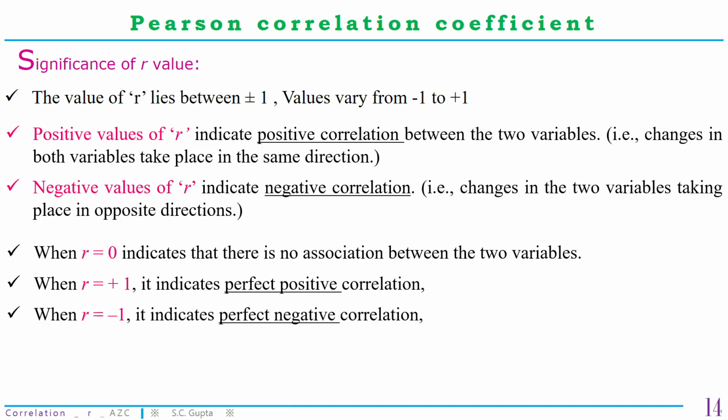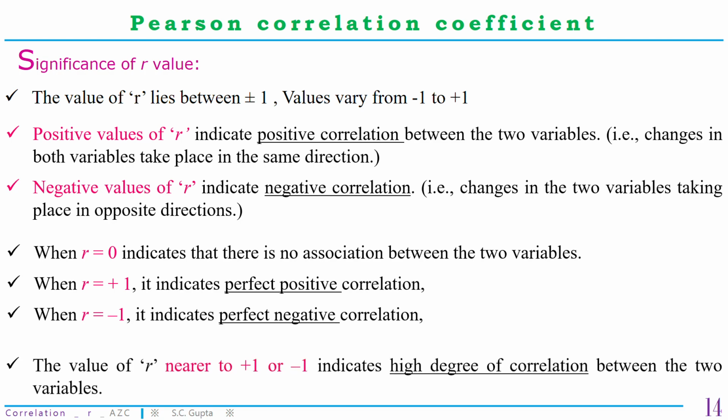When R is 0, it indicates that there is no association between the two variables. When R is +1, it indicates perfect positive correlation. When R is -1, it indicates perfect negative correlation. The value of R nearer to +1 or -1 indicates high degree of correlation between the two variables.